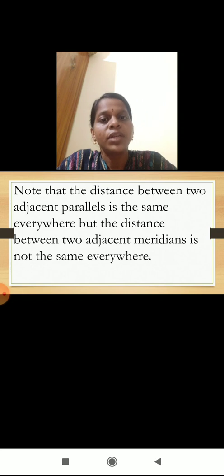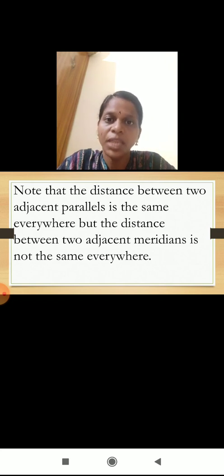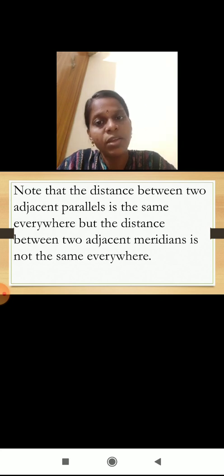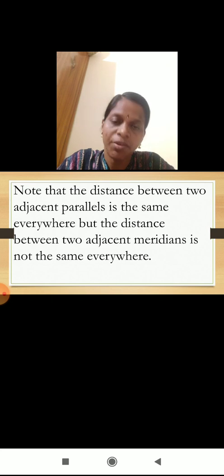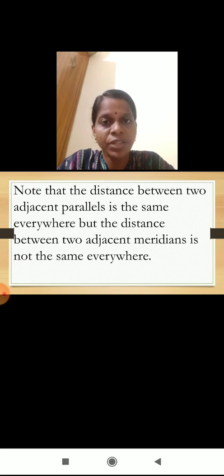Note that the distance between two adjacent parallels is the same everywhere, but the distance between two adjacent meridians is not the same everywhere. It has a difference when we talk about the lines.